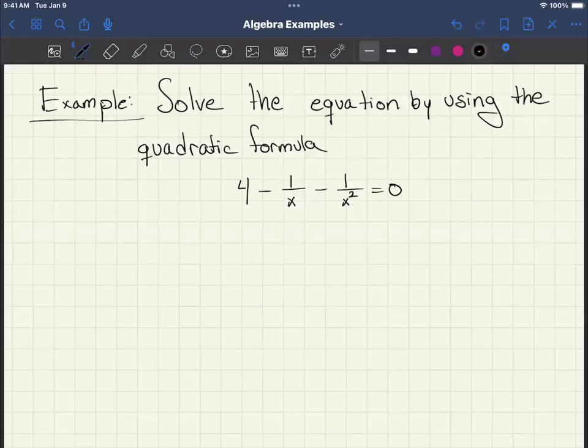What do you do when your quadratic equation does not look like a quadratic equation?